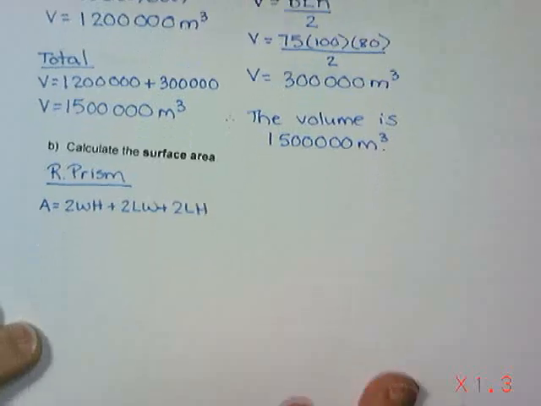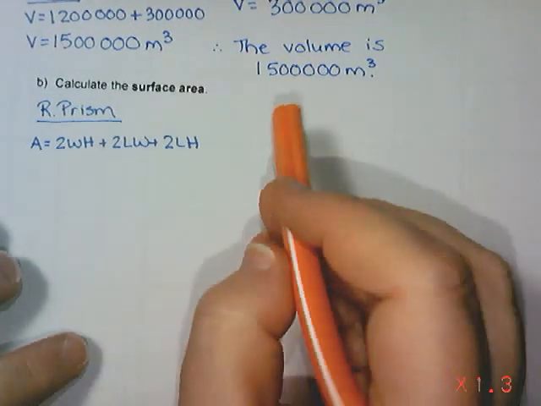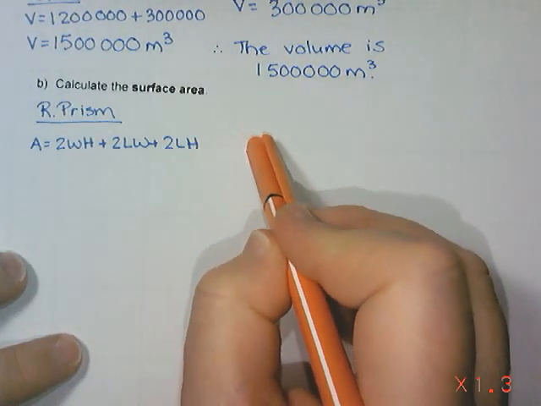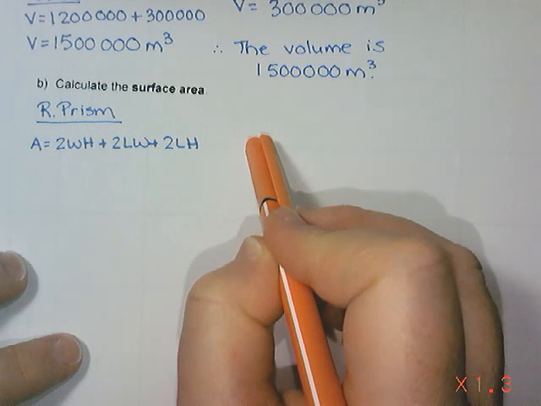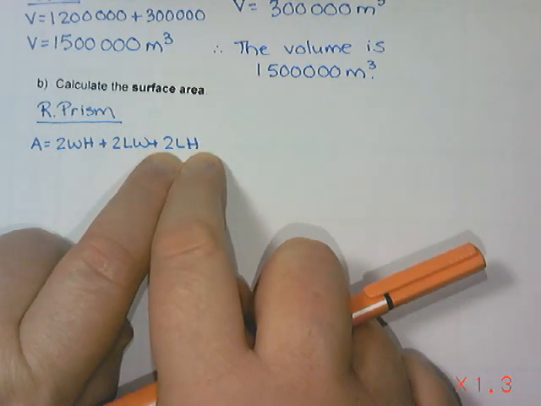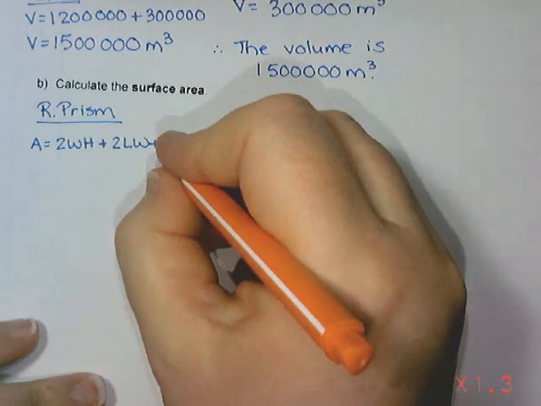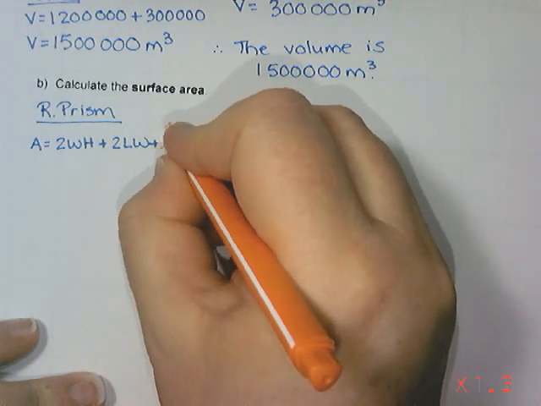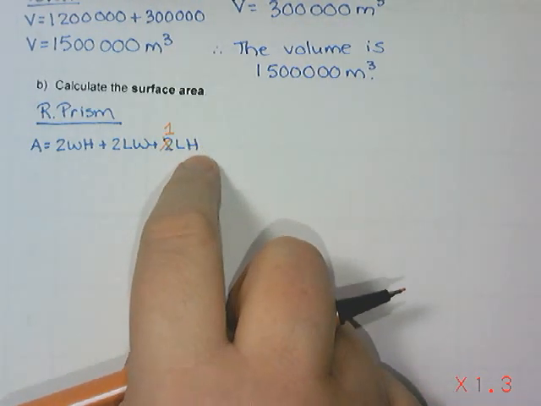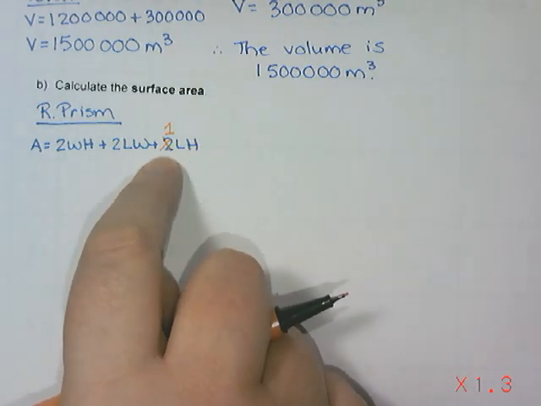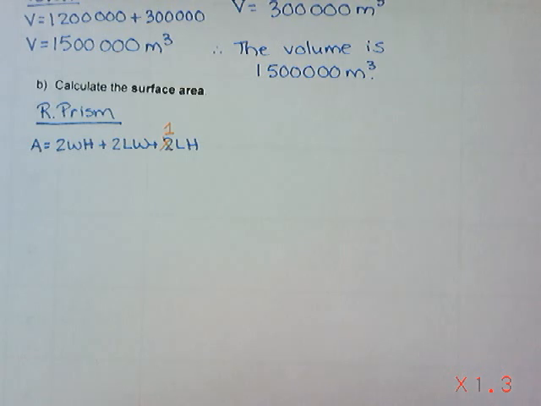So from my formula, I have a choice. I can either subtract length height at the end to remove the side I don't want, or I can take the 2 length heights and change that into a 1 length height, right? So either I subtract a length height or I take out one of the length heights. It's up to you, whatever makes more sense to you.